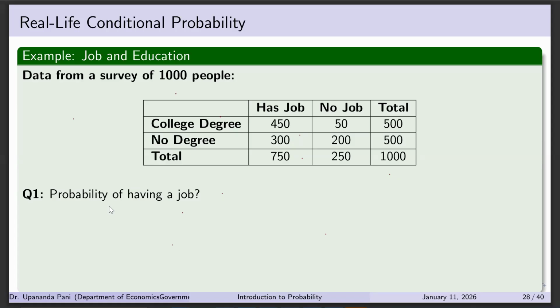You have to use conditional probability. Chinmay, yes, sir. Are you going to solve this? Yes. Or do you need help in solving this?